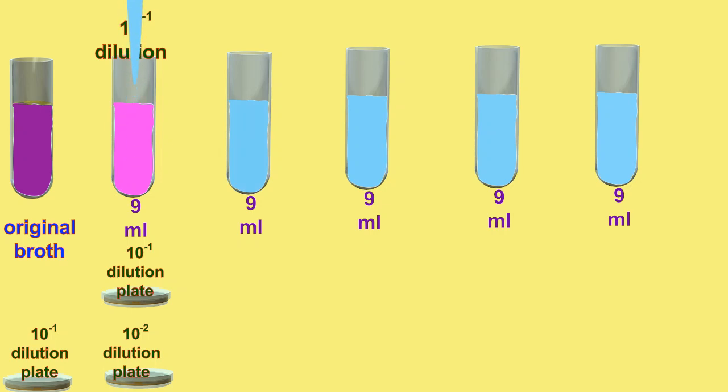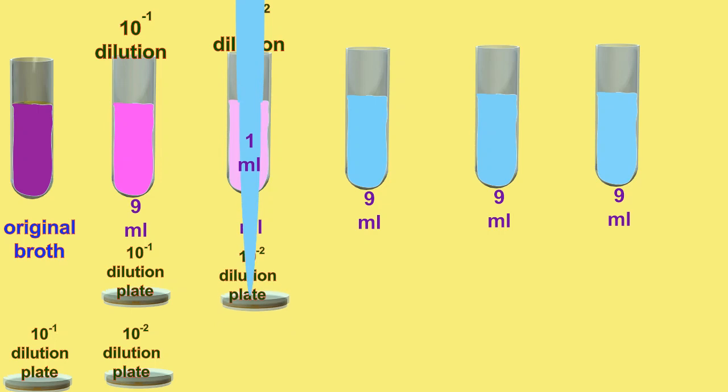1 milliliter from the 10 to the minus 1 dilution tube could be added to 9 milliliters of water to produce a 10 to the minus 2 dilution tube, which has 1/100th the concentration of the original broth. If 1 milliliter from this tube were to be put onto a plate, it would be a 10 to the minus 2 plate. If a 1/10 of a milliliter sample of this tube were to be put onto a petri dish, it would be diluted one step further to make a 10 to the minus 3 dilution plate.